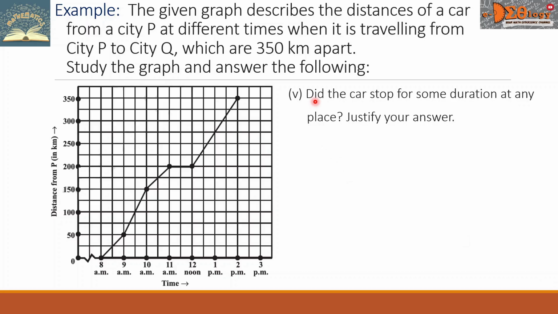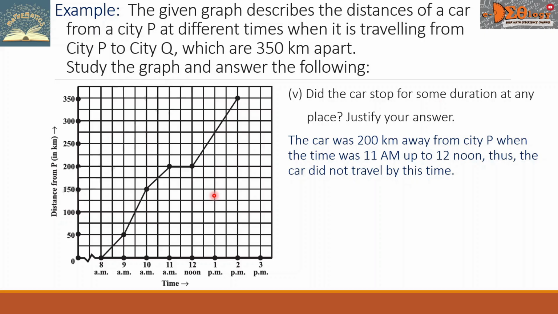Fifth question, did the car stop for some duration at any place? Justify your answer. In the graph, it shows that the car was 200 kilometers away from city P when the time was 11 a.m. up to 12 noon. Thus, the car did not travel during this time. As we can see in the graph, there is a horizontal line segment from 11 a.m. up to 12 noon.